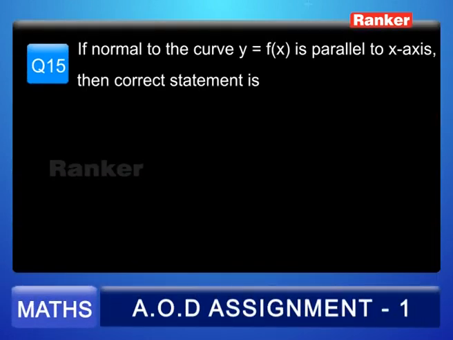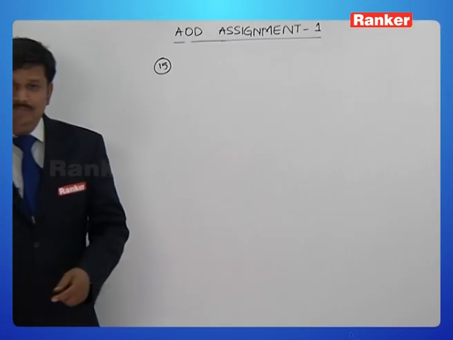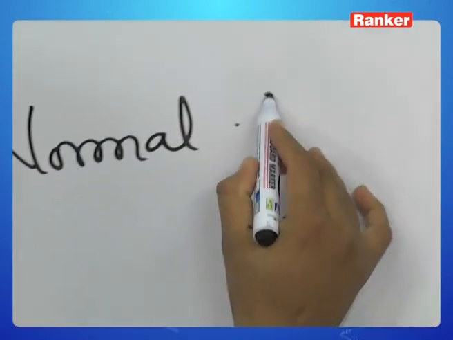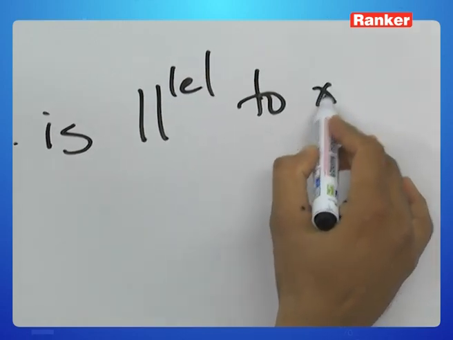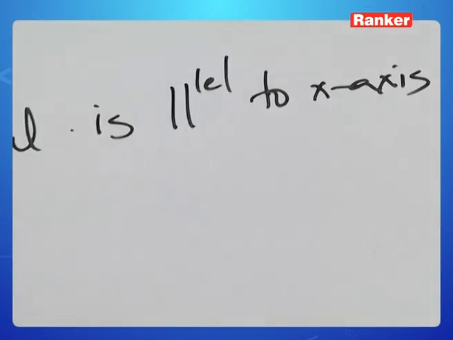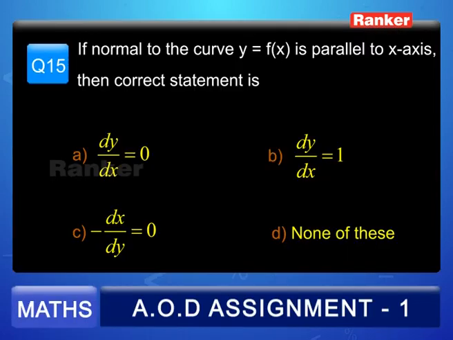Next question: if the normal to the curve y equals f of x is parallel to the x-axis, then the correct statement is: option A, dy by dx is equal to 0; option B, dy by dx is equal to 1; option C, dx by dy is equal to 0; or option D, none of these. We are given that the normal is parallel to the x-axis, and when the normal is parallel to the x-axis, minus dx by dy is 0. So dx by dy has to be 0, it is option C.